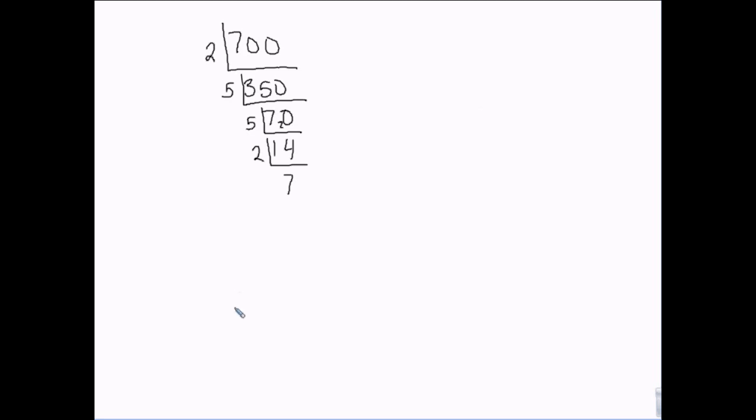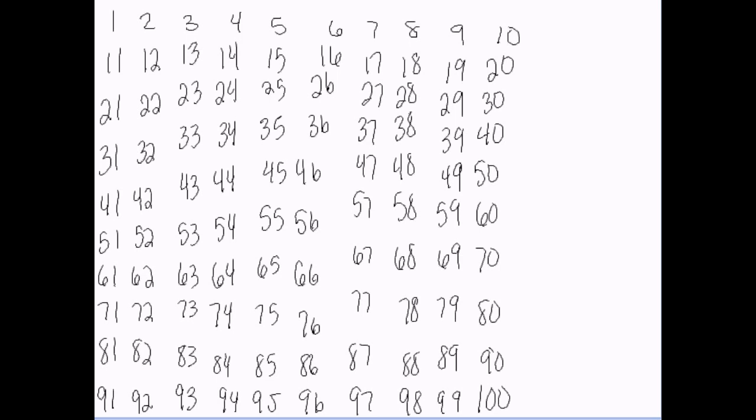If you don't like the trees going down because it takes up too much room on your paper, you can do them sideways. So it's a matter of preference. But no matter how I do this, I end up with 2 2s, 2 5s, and a 7. 700 will always give me 2 2s, 2 5s, and a 7. It's a list of primes. This is how you can find at least the primes up to 100 fairly quickly.